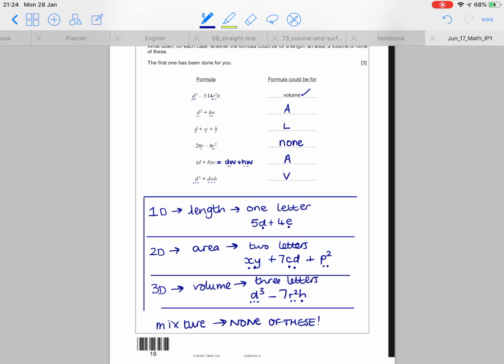So that page makes good revision, but I will do a Revise With Me booklet looking at a few more formulas. I'll do that this week.